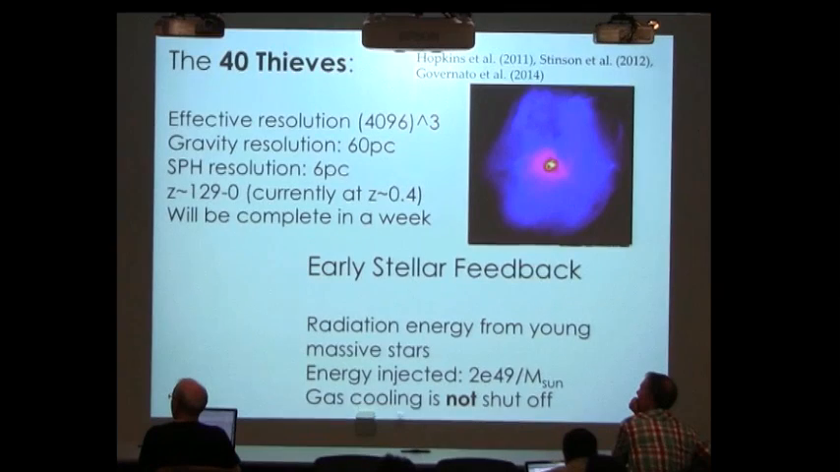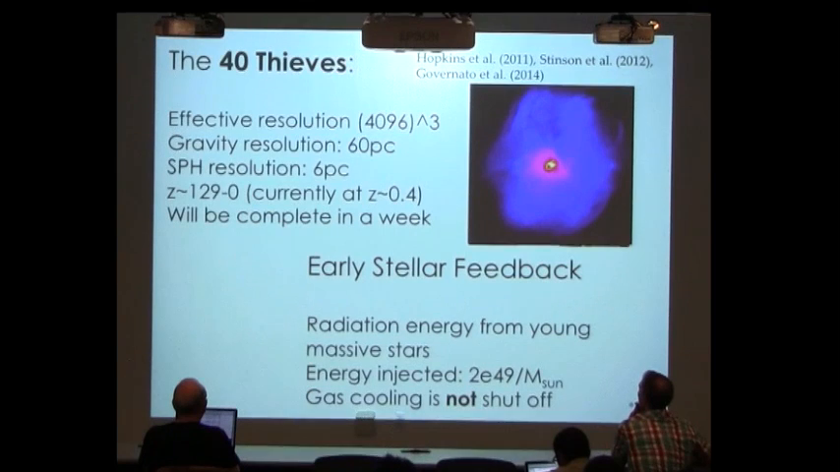So it's a cosmological sheet of dwarf galaxies with an effective resolution of 4096 cubed, a gravity resolution of 60 parsecs, and an SPH resolution that goes all the way down to 6 parsecs. I was hoping that they would be at a redshift of 0 for this conference, but unfortunately that did not happen, and so they are currently at a redshift of 0.4, and I hope they'll be done by Friday. Cross your fingers for me.